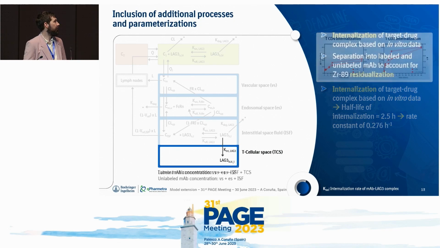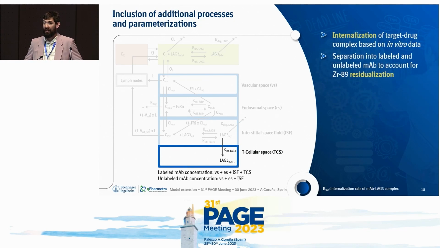I told you that zirconium-89 residualizes, so it stays in the T cell, which means that the labeled part of our complete administration will stay in this compartment and keep emitting signal. It will be part of the measured concentrations. However, the cold part will just be removed once it enters the T cell and will not be part of our measurements. So to account for this, we separated our PBPK model into labeled and unlabeled monoclonal antibody, basically doubling the number of equations to follow the two species separately.